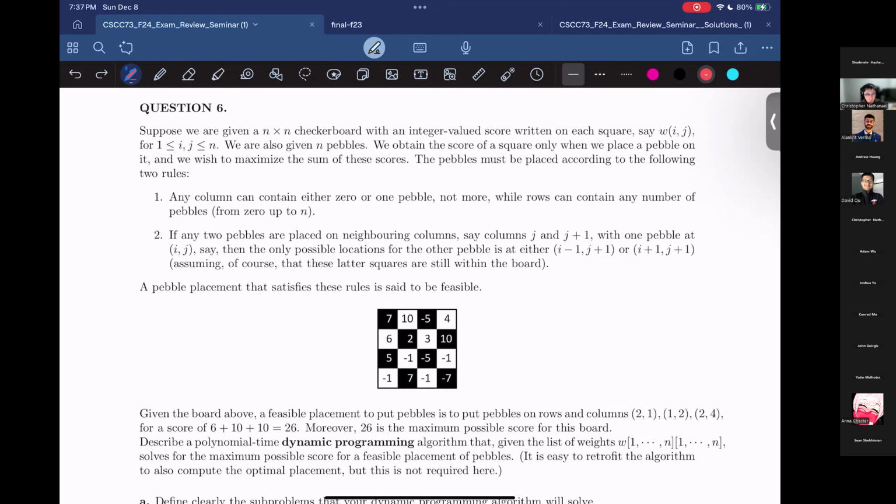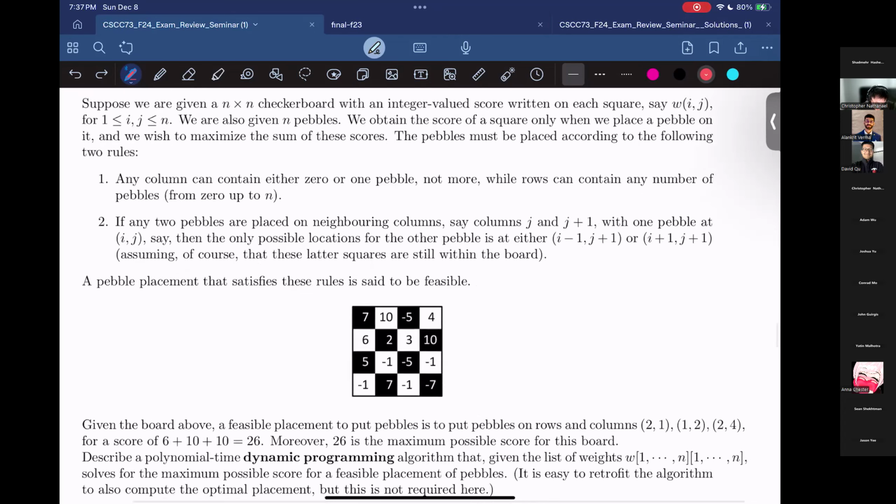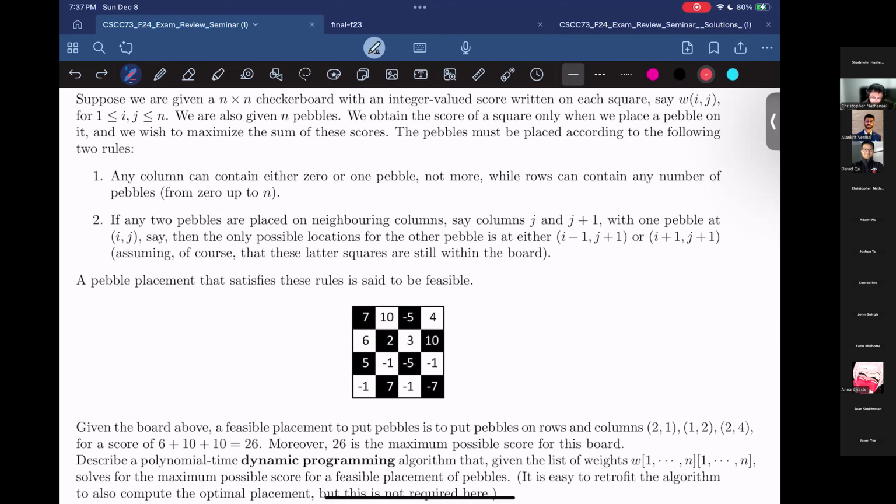So, we are given this n by n checkerboard, and each box in the checkerboard has an integer value score written on each of the squares, say w_ij, for i and j between 1 to n. And we're also given n pebbles. The score of a square only counts when we place a pebble on it, and we wish to maximize the sum of these scores. However, we have some restrictions over here in how we can place the pebbles. Any column can contain either 0 pebbles or exactly 1 pebble, not more, while there's no constraint in the number of pebbles in the rows.